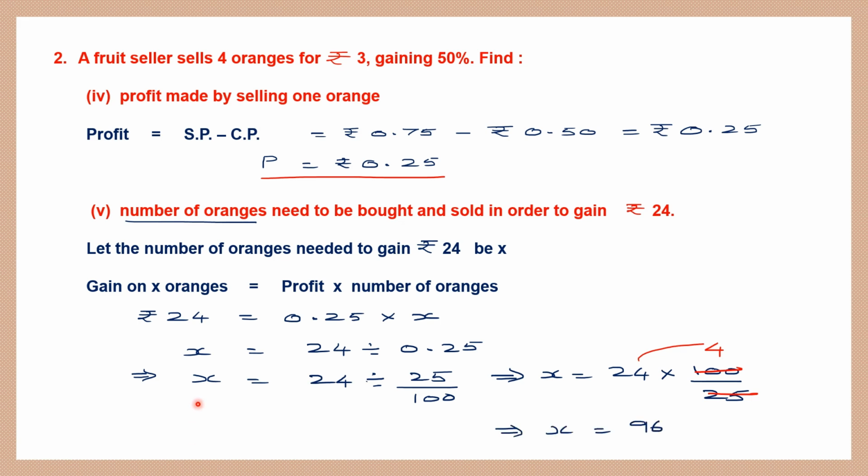So what is our question? How many oranges should be bought so that we get a gain of 24 rupees? The answer is 96 oranges. So we should buy 96 oranges and sell them. Only then will we get a profit of 24 rupees. So this is our answer.